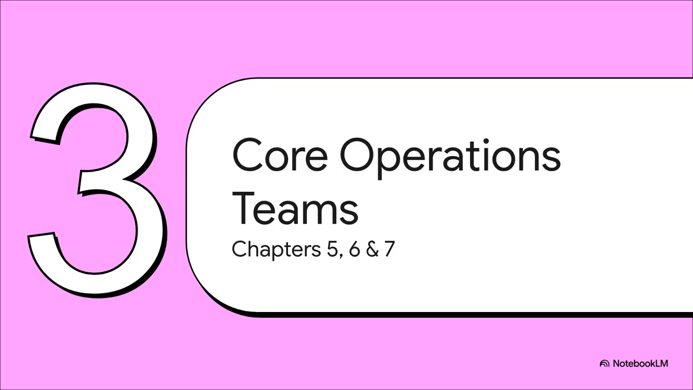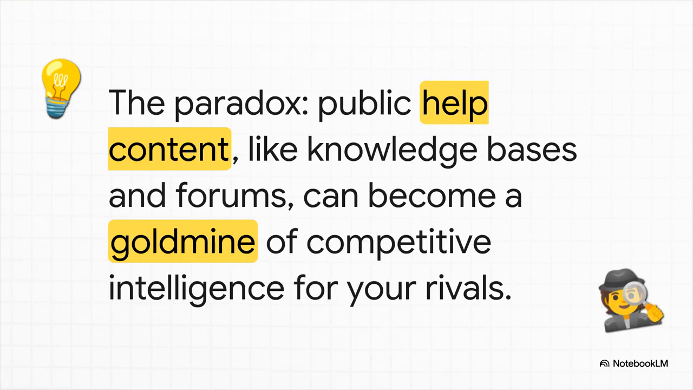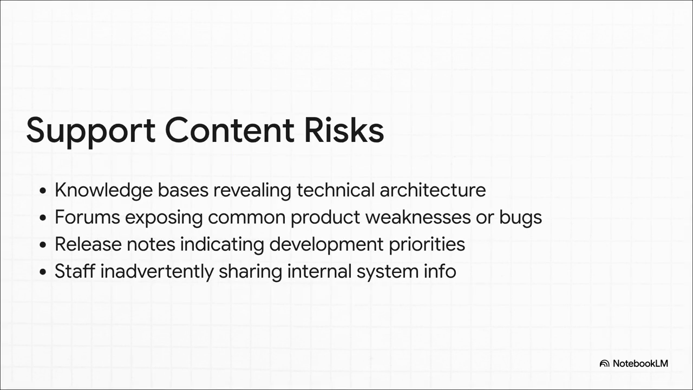Okay, let's move on to our review of the core operations teams, pulling from chapters 5, 6, and 7. We'll see how this builds for the teams running your core business operations, where technical and financial data is absolutely paramount. In our review with customer support, we saw how public-facing knowledge bases and forums could actually become a source of competitive intelligence. You learned that the very same resources that are designed to help customers could also expose product limitations and even architectural details to competitors.